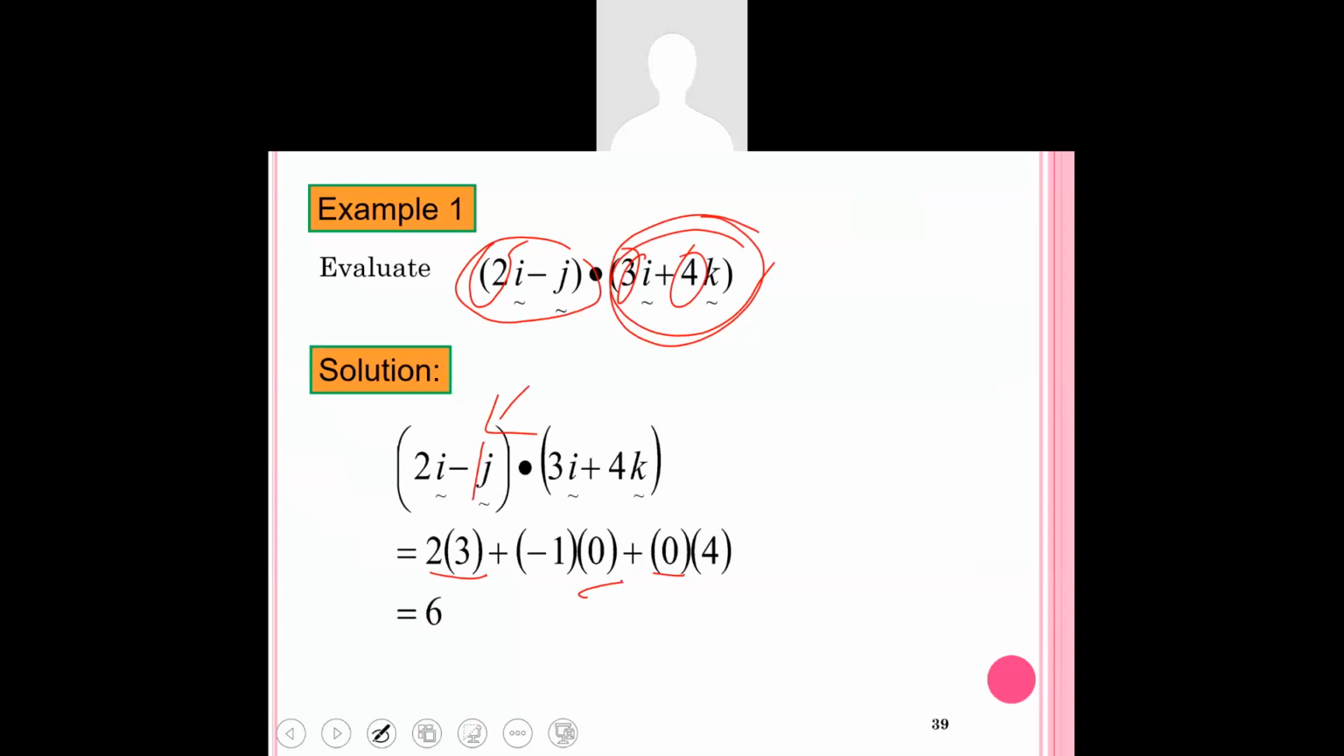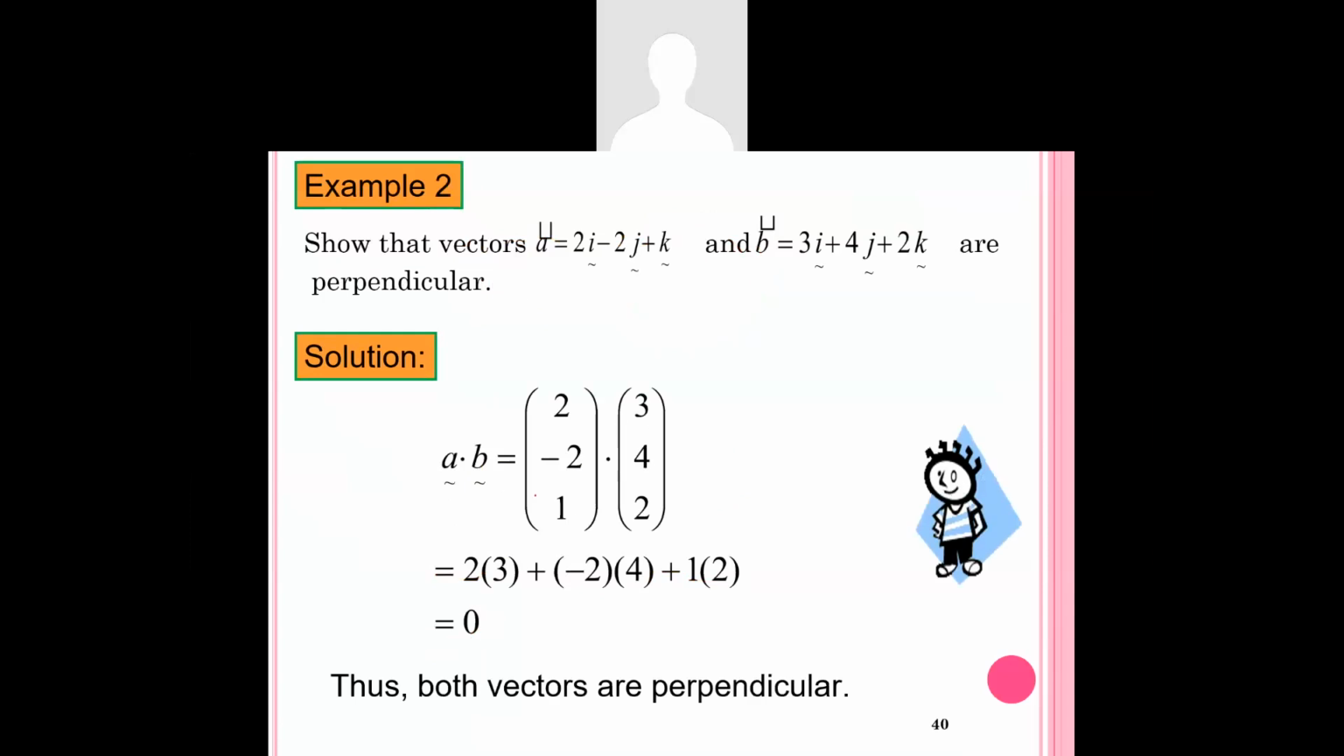It's 4 here, so multiplied by 4, which is also 0. Therefore, you are only left with 6. Show that the vectors A and B are perpendicular.